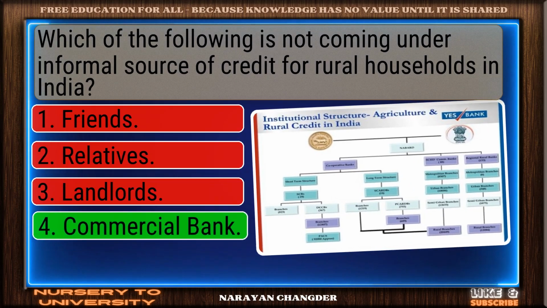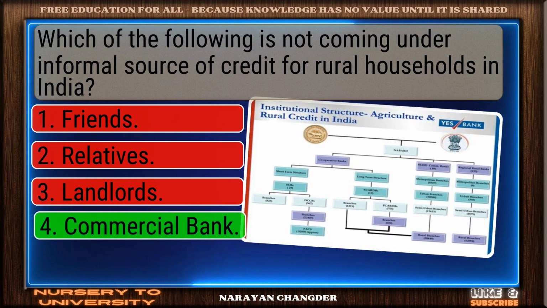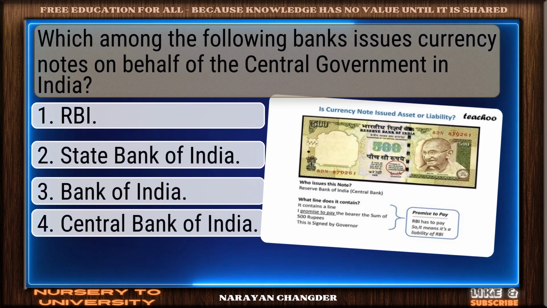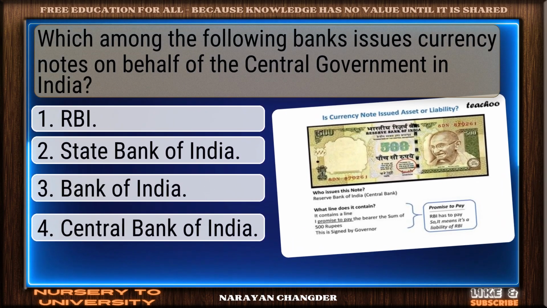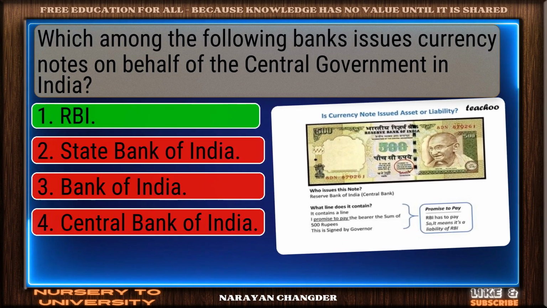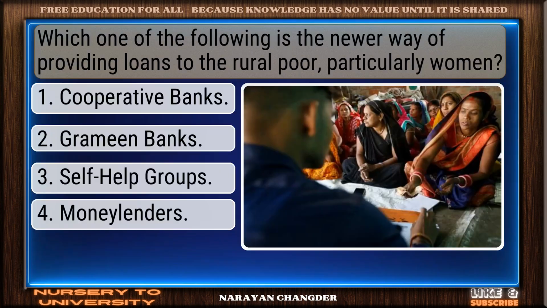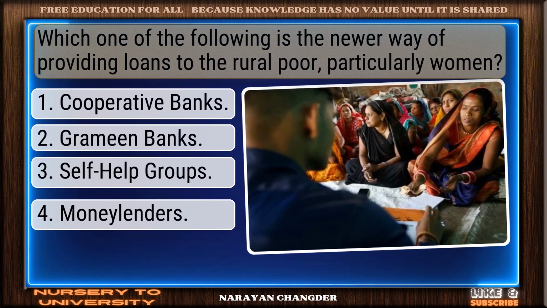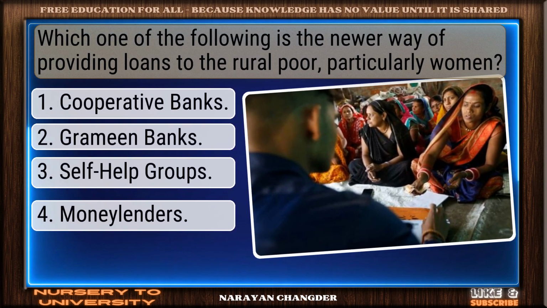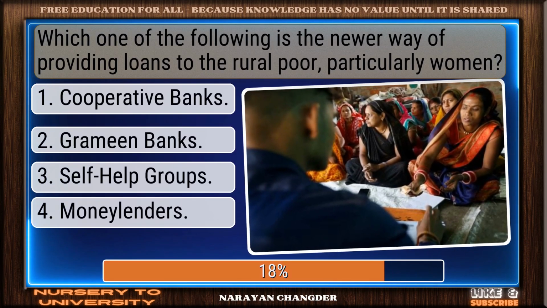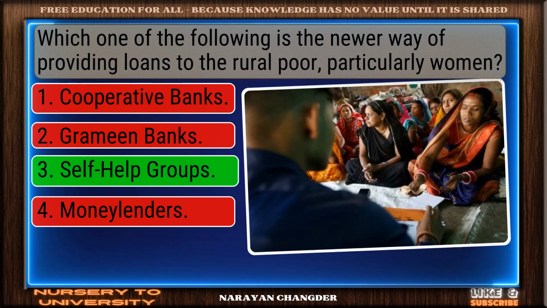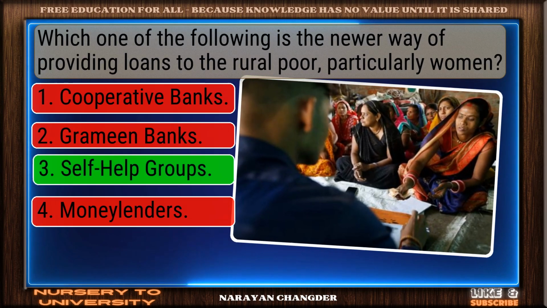Good job. Commercial bank works well. Which among the following banks issues currency notes on behalf of the central government in India? Valid point. RBI is true. Which one of the following is the newer way of providing loans to the rural poor, particularly women? Great thinking. Self-help groups is right.